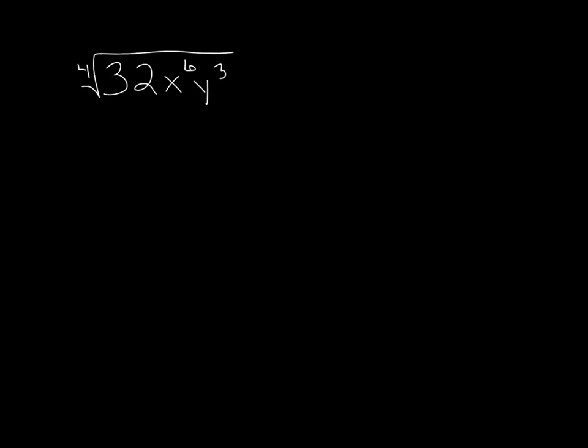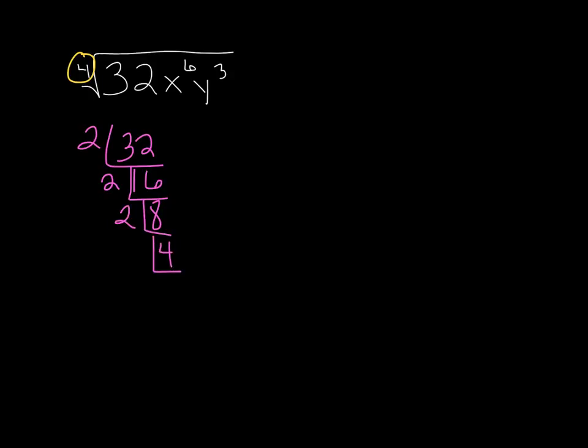Okay, now we have the fourth root of 32 x to the 6th y cubed. Once again, we're going to find the prime factors, but we're looking for groups of 4 this time because my index is right here, and it is a 4. So let's do the prime factors of 32. We can divide by 2 times 16, 2 times 8, 2 times 4, 2 times 2. Now I'm looking for a group of 4. So one group comes out, and I have one left over that stays inside.